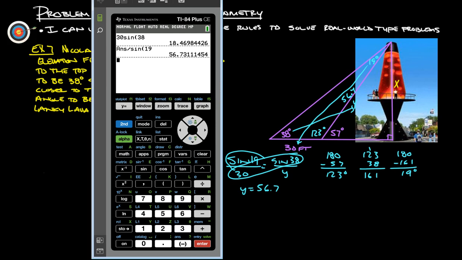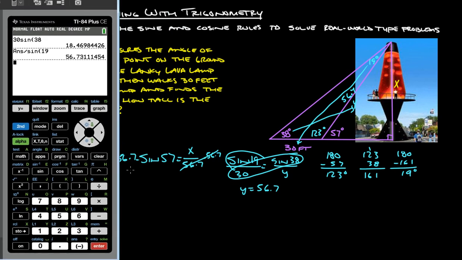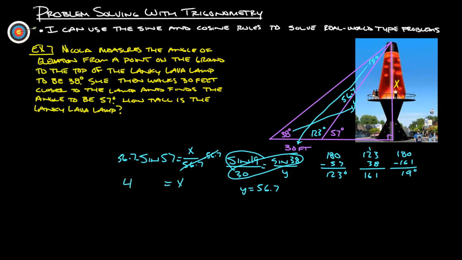So we bring our calculator back up. 56.7 is already in there, so let's do second answer times sine 57. That gives us 47.57, so 47.6. So 47.6 feet tall is how tall the lanky lava lamp will be, according to all of our lovely trigonometry that we just did.